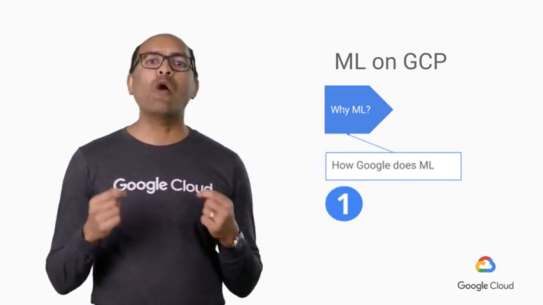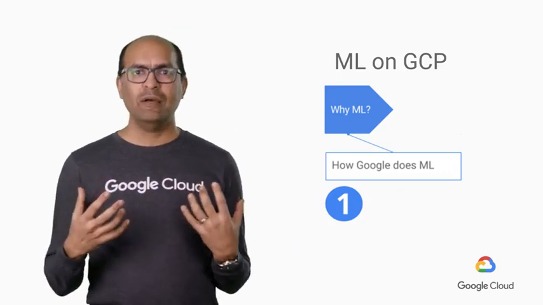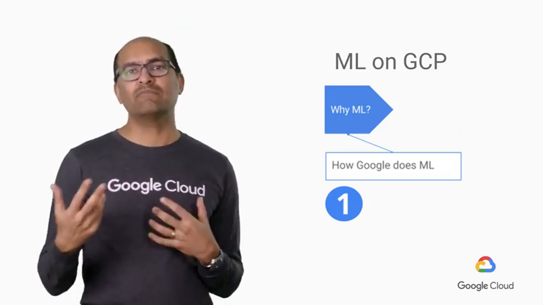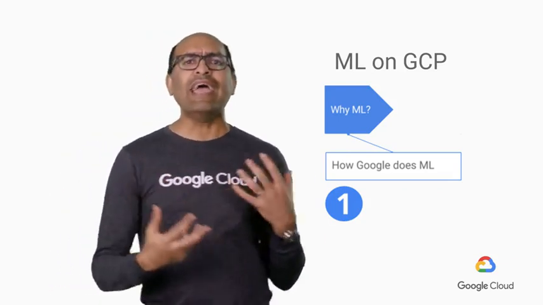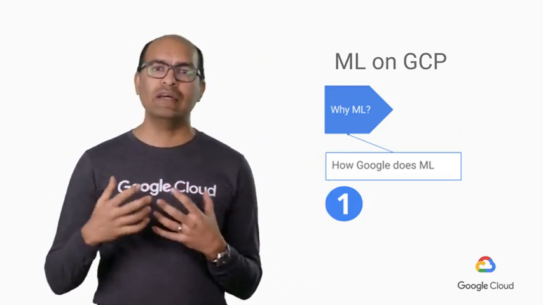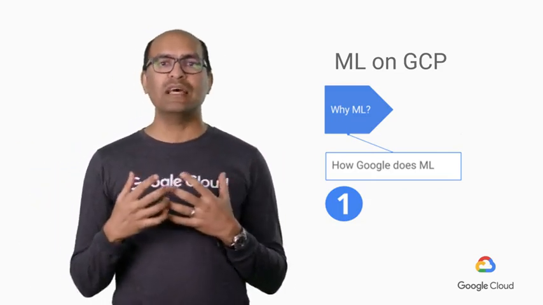We start the specialization with this course, How Google Does ML, where I introduce machine learning and what Google means when we say we are AI first. My colleague Josh then comes in to talk about the strategy of machine learning. We end with a discussion of tooling, of how to do machine learning at scale using Python notebooks and serverless data processing components.